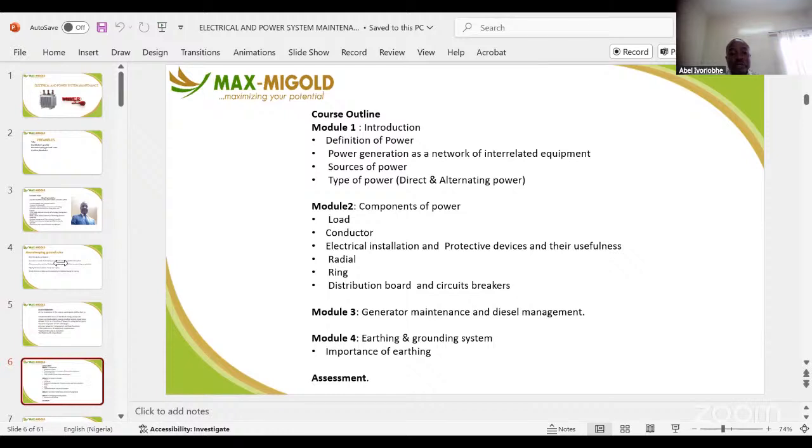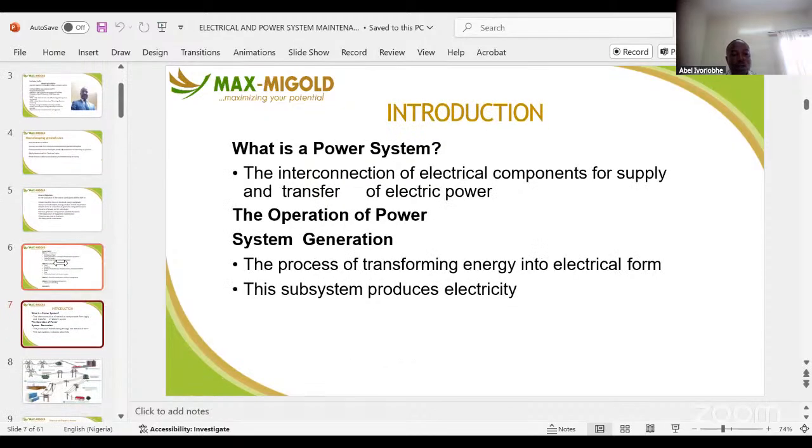So in module 3, we talk about generator maintenance and diesel management, while module 4 will be focusing on earthing and grounding system. Why is earthing important in my facility? So I would like to start by defining power.